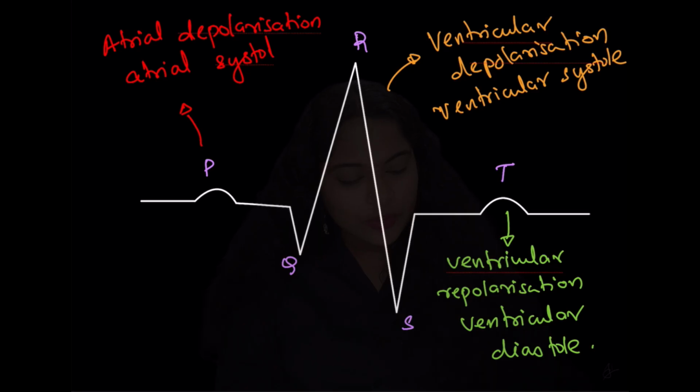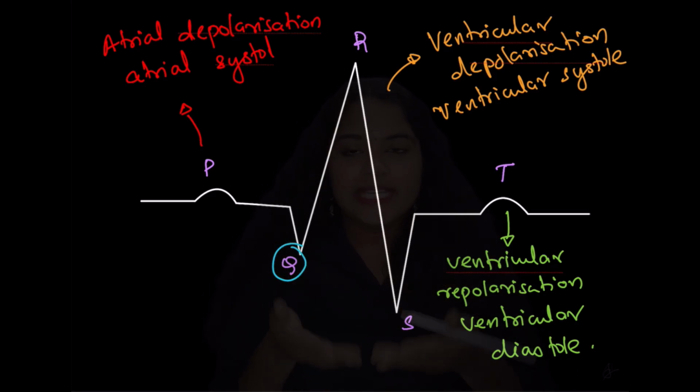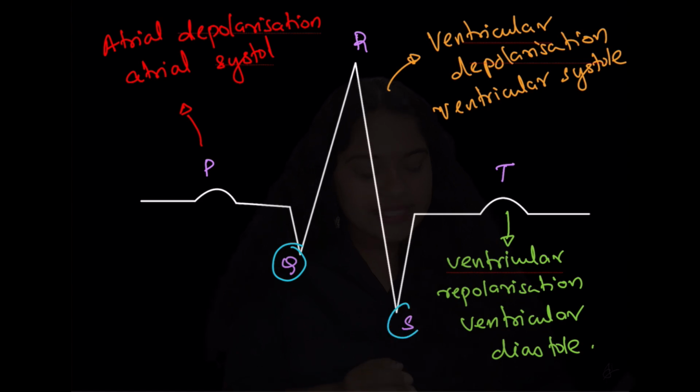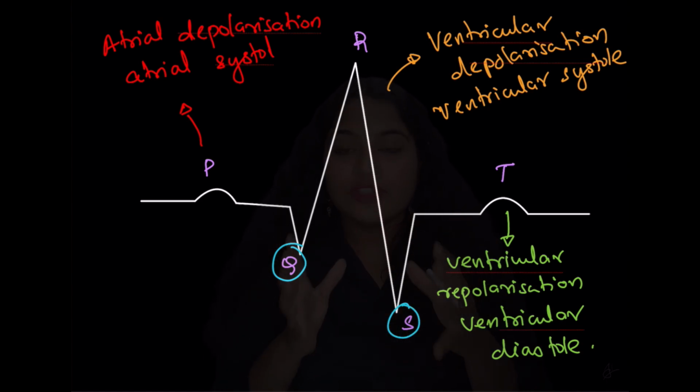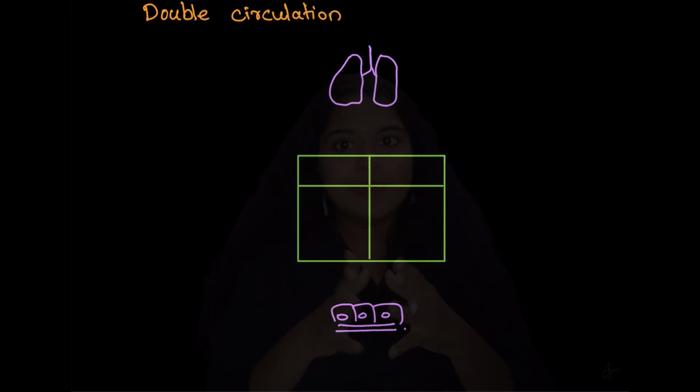So what does this Q represent? Q represents the initiation of ventricular diastole, and the S is the place where ventricular contraction, or systole, is completed. Now we are going to learn what is double circulation.